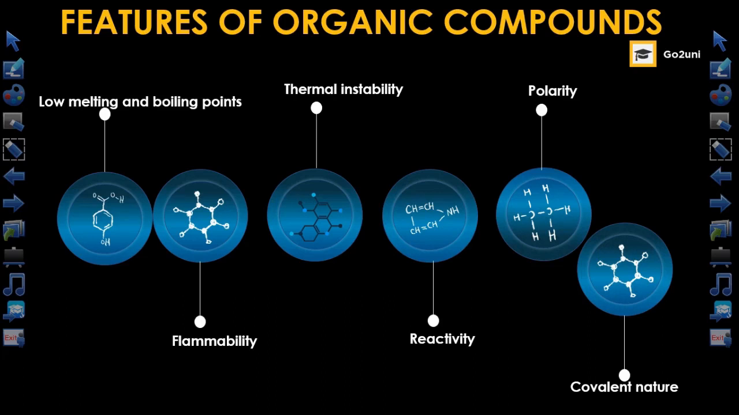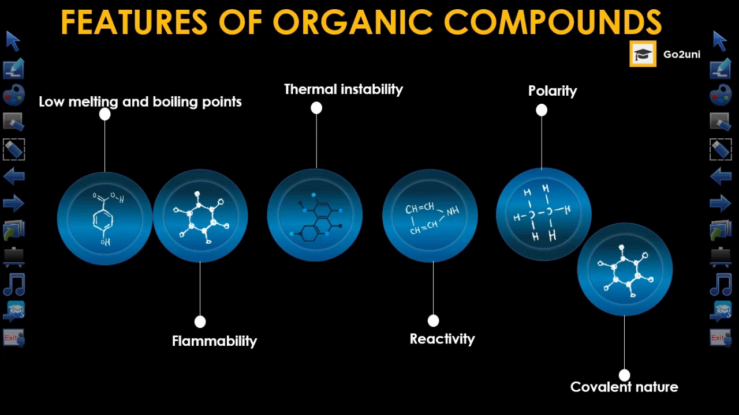A good example of this feature is what we can see in crude oil. Crude oil is a hydrocarbon petroleum. When it is subjected to fractional distillation, of course, from it we can get other hydrocarbons. We can get our petrol, diesel, kerosene, naphtha, petroleum gases, etc. So that is what is referred to as thermal instability. In terms of reactivity, organic compounds are reactive but not as reactive as their counterpart inorganic compounds. That is in terms of reactivity.